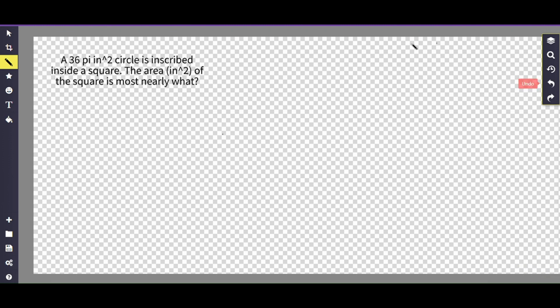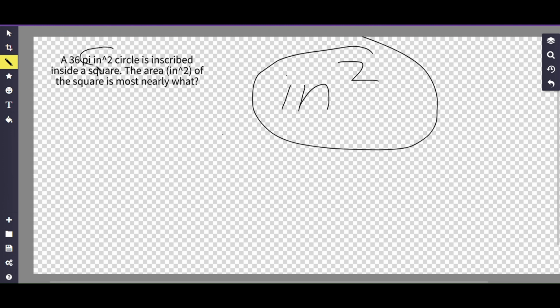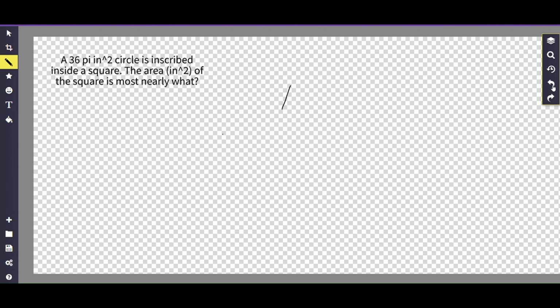We know that they want the answer in inches squared. So that's an important thing. What we also do know is that it gives us our data in inches squared. So we're good on that part. To break this down, what we need to realize is that the diameter of the circle is also the same side of the square.